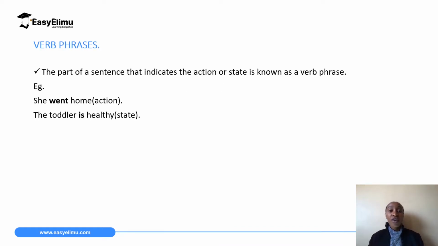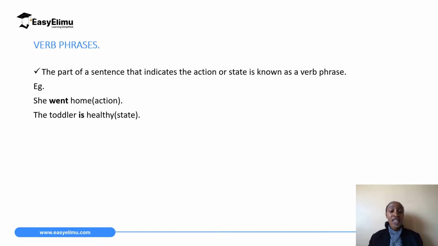So now that we have reminded ourselves of what a verb is, we can go into verb phrases. So what is a verb phrase? It is the part of a sentence that indicates the action or state. Remember, we said that verbs can either be action verbs that show the action of something or stative verbs that show the state of something. So the part of a sentence that shows either the action or the state is what we call a verb phrase. For example, she went home early.